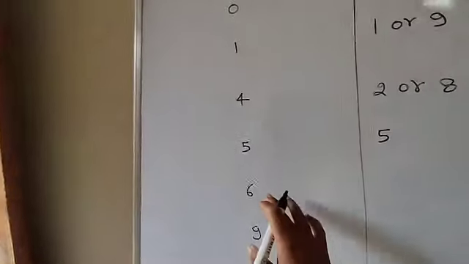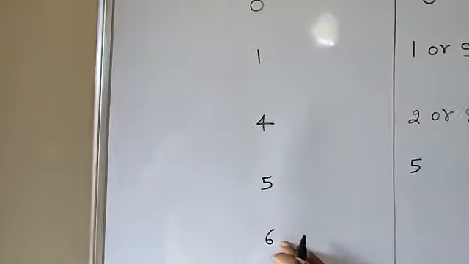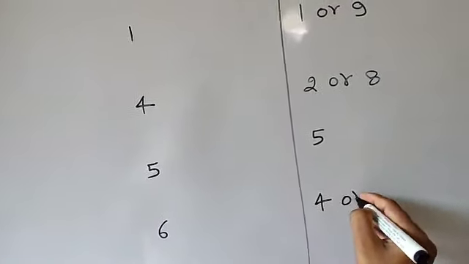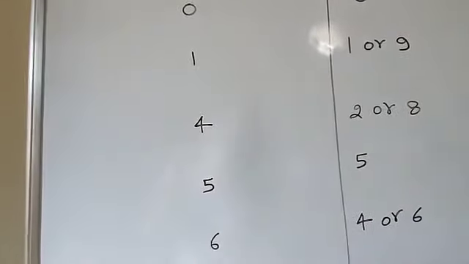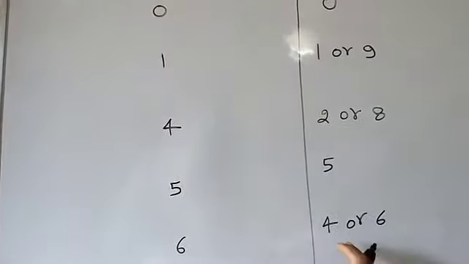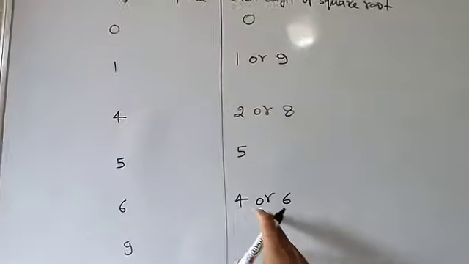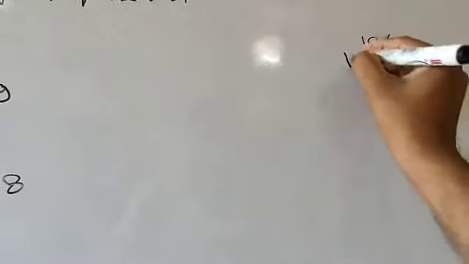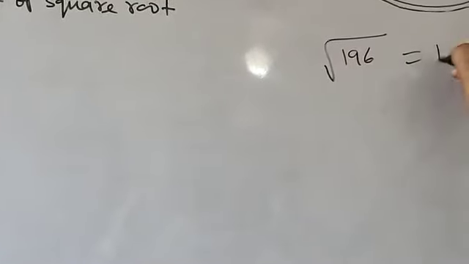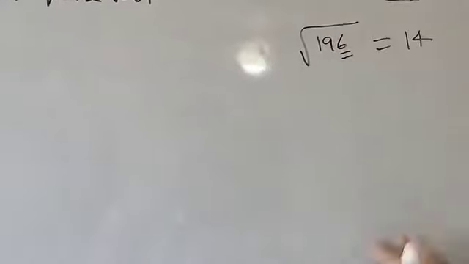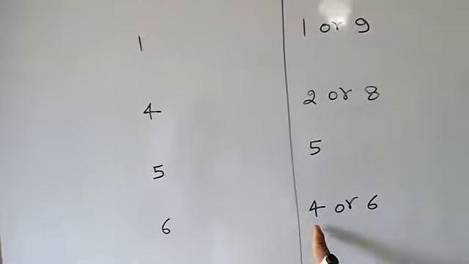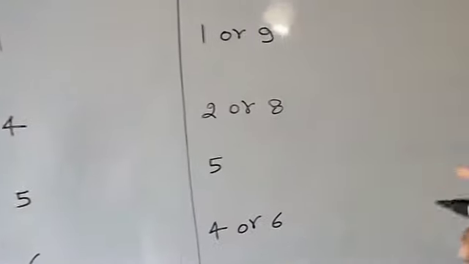Now if the unit digit of the perfect square number is 6, then what will be the unit digit of the square root of that number? That will be either 4 or 6. So if the unit digit of the square of the number is 6, then its square root unit digit will be either 4 or 6. So here I am going to take the example. Suppose I write 196, so the square root of 196 is 14. Here the unit digit is 6, and its square root unit digit is 4. It may be 6 also.